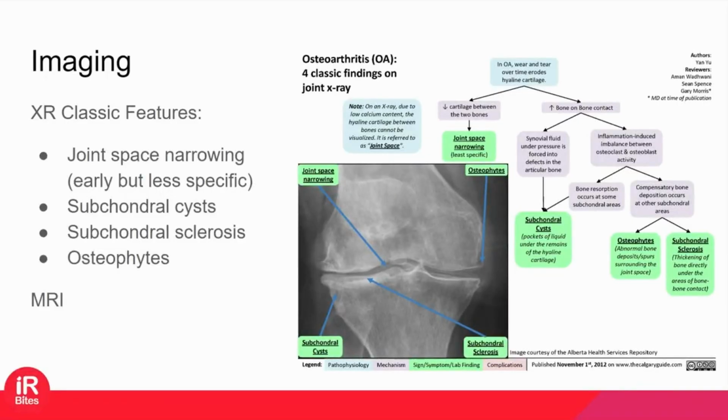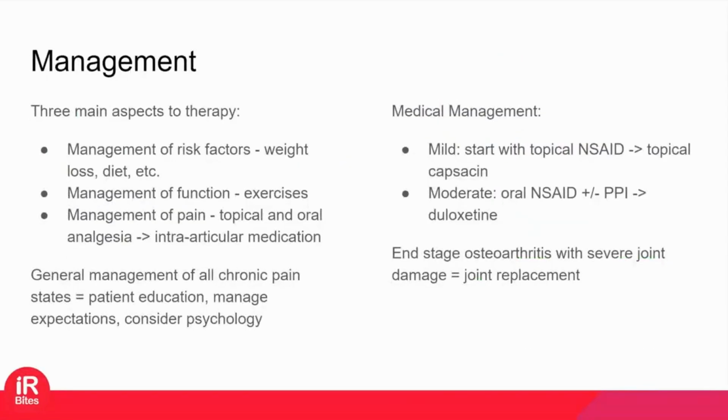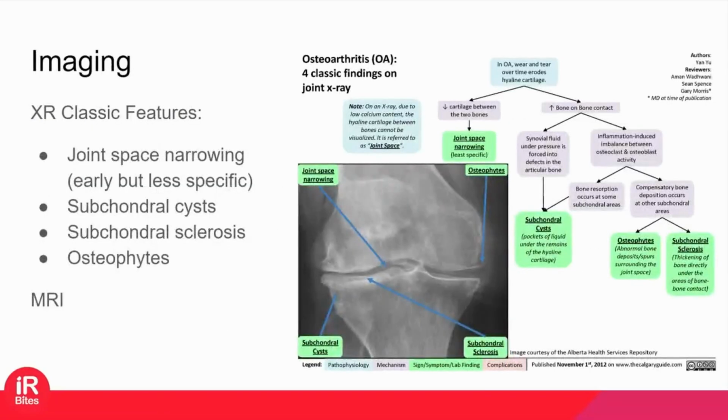MRI, again, the features are similar, but we don't often do MRI for osteoarthritis. It's only in very specific cases, for example, someone presenting with joint pain where you're not really sure what it is. You might do an MRI for another reason than just to find osteoarthritis. But the mainstay of diagnosis is the X-ray. So that's typically what we do.